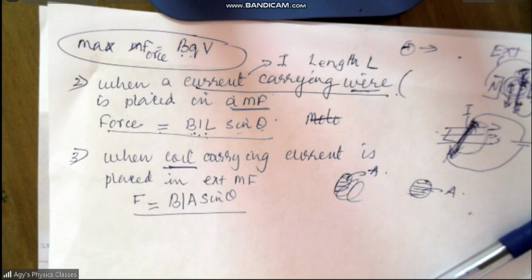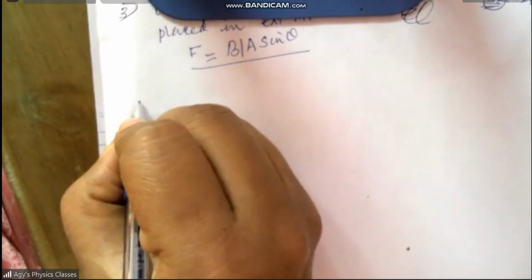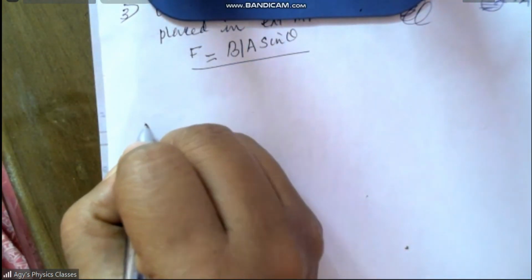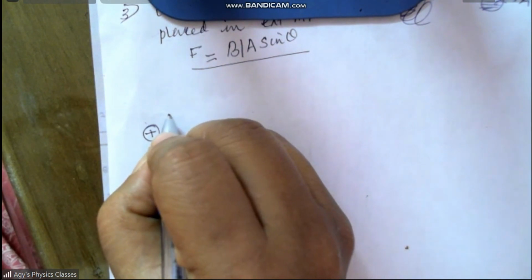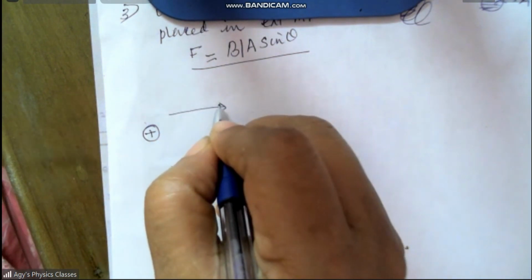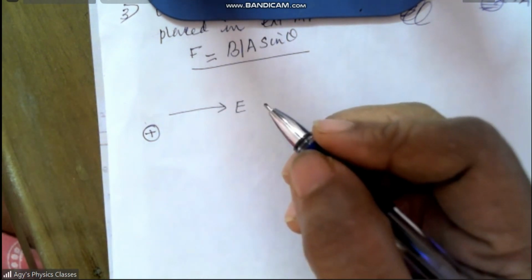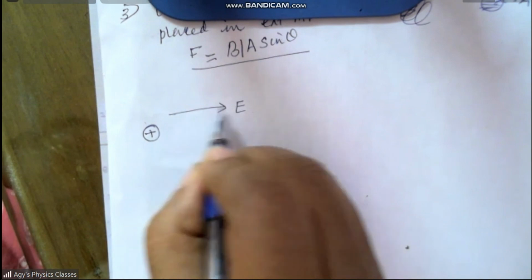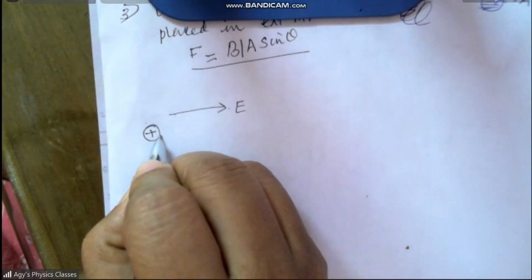This is about magnetic fields. Now what? Okay, let me summarize again. You have a charge which is placed in, say, electric field E, and this we did already. So if it is at rest, nothing will happen.